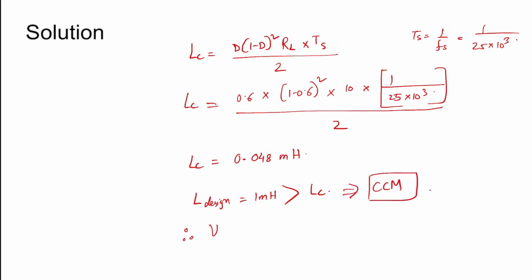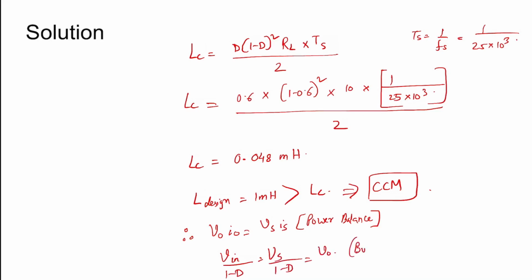Therefore, V naught I naught equal to Vs Is, this holds true for all modes of operation. Power balance condition, that is, power should be balanced at input and output side. Now Vin by 1 minus D, or Vs by 1 minus D, equal to V naught for boost converter operating in CCM operation only. So this is very important. This holds only for CCM operation.